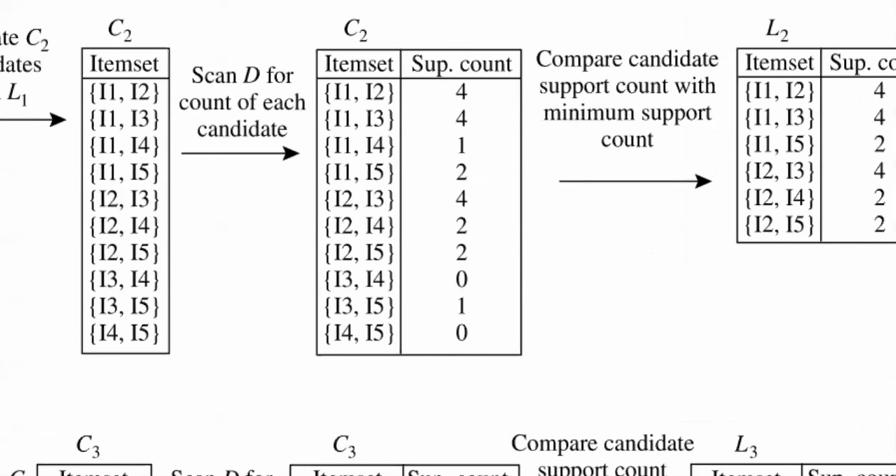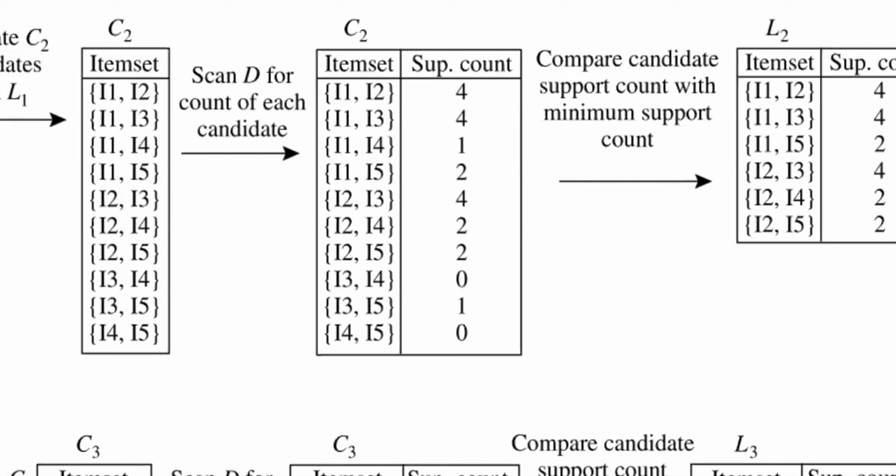Item one and item two are purchased by four people. Item one and item three are purchased by four people. Item one and item four are purchased by one person. So now you have to consider which one has the support count that is higher, and compare it with the minimum support count.